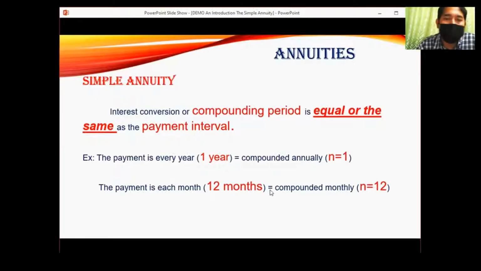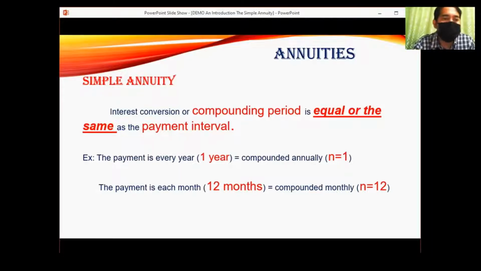Okay? 12 months. Pero ang sabi dito, how many times will the interest be applied in a year? Ayan, sabi dito, compounded monthly. Pagka sinabi mong compounded monthly, 12 times na mag-a-apply ang compounding rate sa 1 taon. Okay? So that is the example of simple annuity.